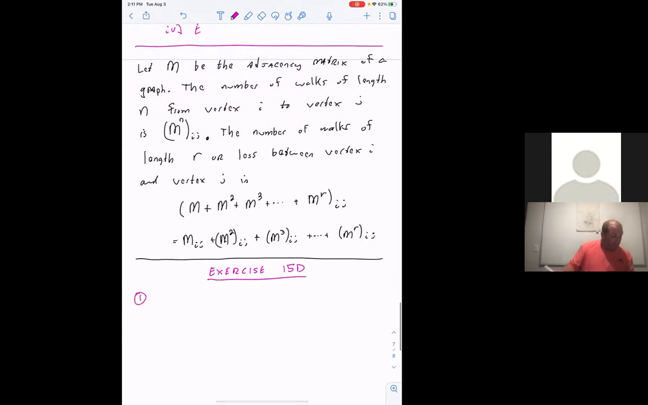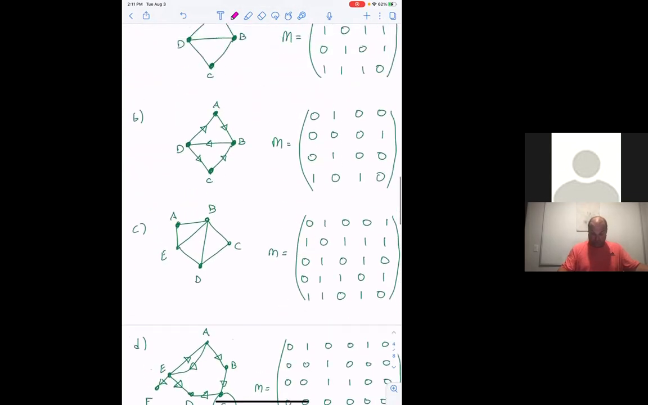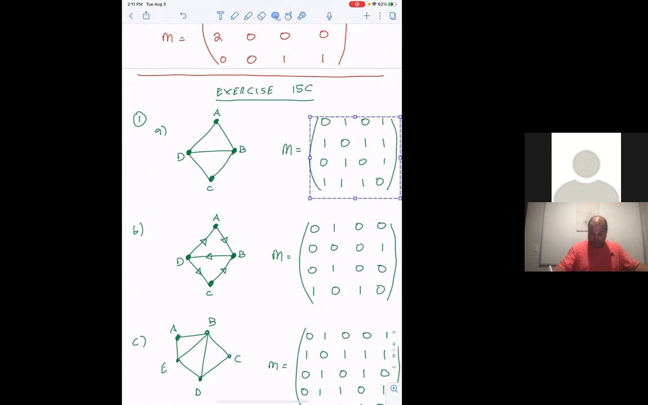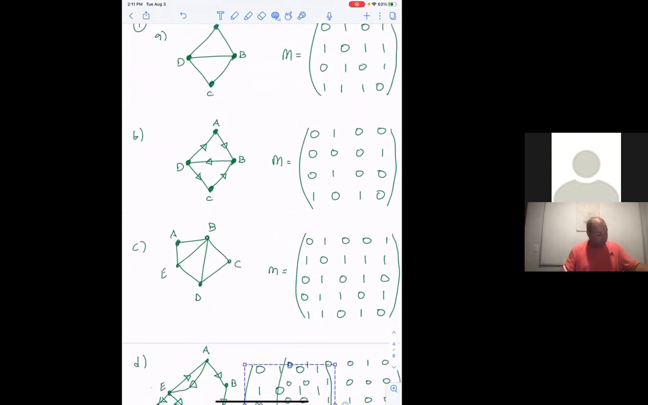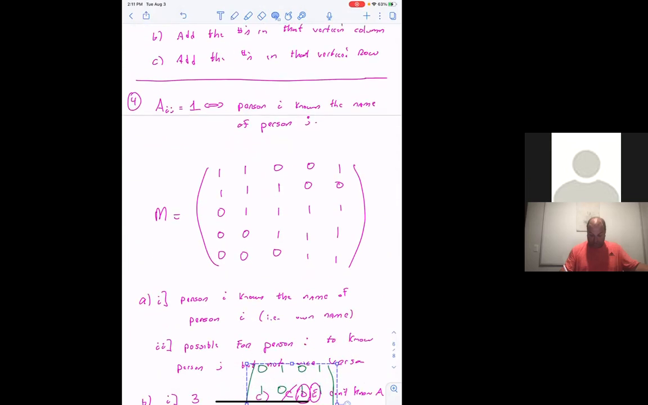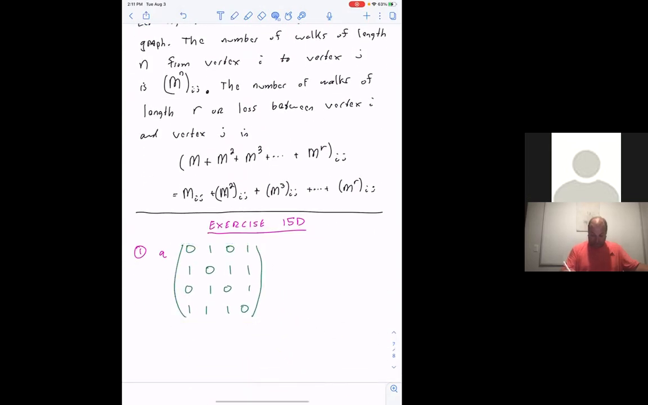Question 1. The adjacency matrices for the graphs in exercise 15C, question 1, are shown below: A, B, C, and D. So what we can do here is copy. That's my A. We can also see if we got it right or not. So here's part A. I get 0, 1, 0, 1, 1, 0, 1, 1, 0, 1, 0, 1, 1, 1, 1, 0. Yay, I got it right. We'll do each one separately.